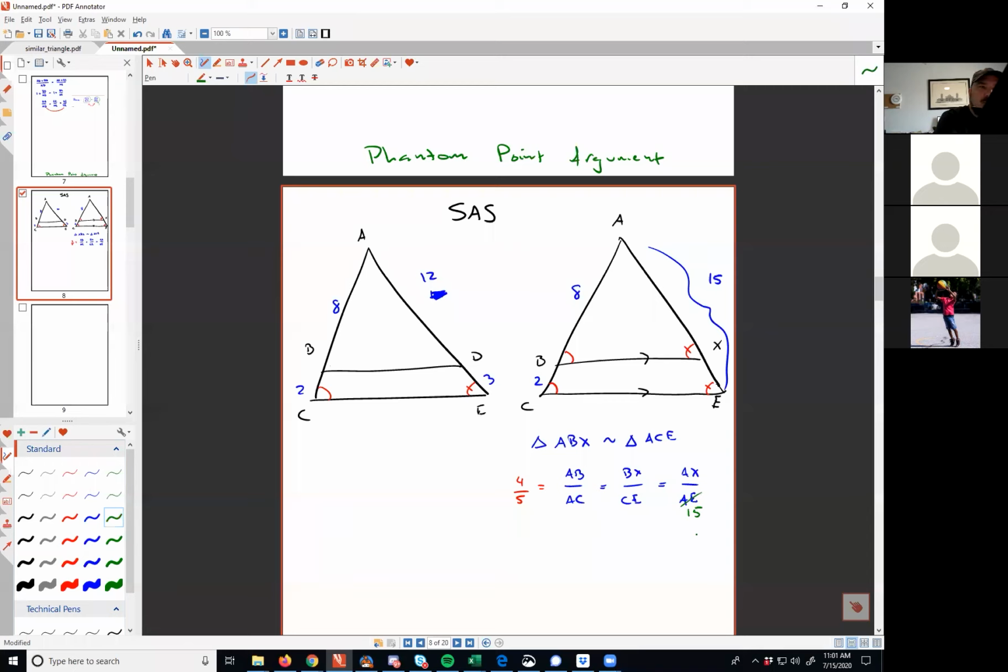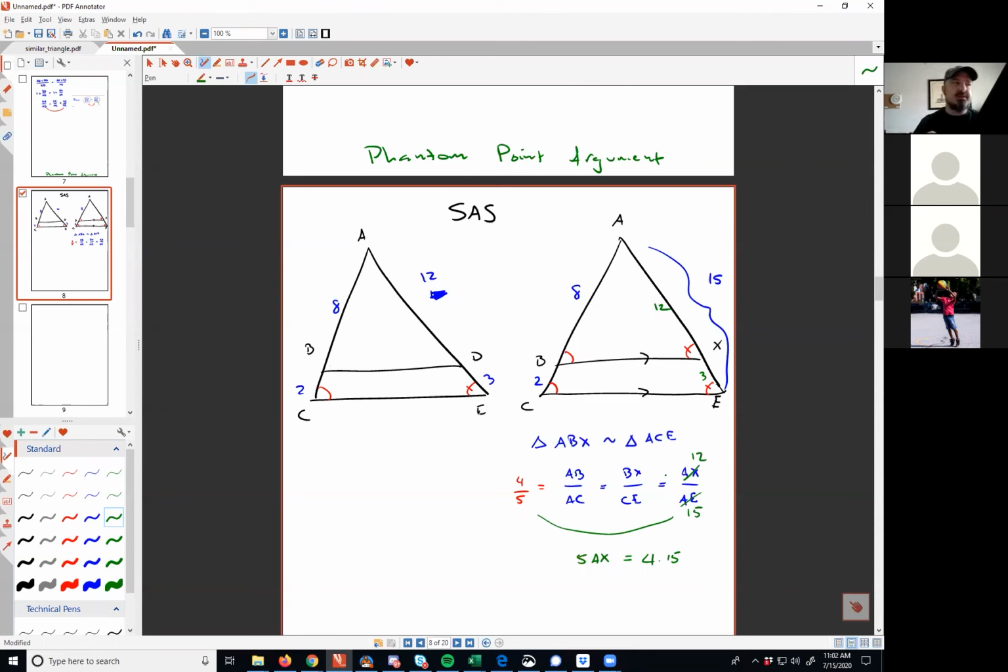CE. We can't determine CE. You can determine AX. What is AX, David? AX would be 12. Right. When we cross multiply, 5 times AX is 4 times 15. So AX is equal to 12. Yeah, so that means that BD is parallel to CE in the left diagram. Right.